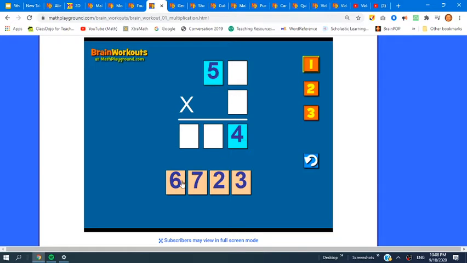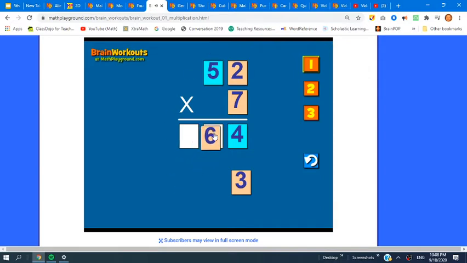So let's go 6. 6 times 4 is 24. 6 times 2 is 12. 6 times 3 is 18. 6 times 7 is 42. Let's not use 6. Let's try 2 times 7 is 14. Okay, let's try that. That ends in a 4. Now 7 times 5 is 35. Plus the 1 on the top is 36.